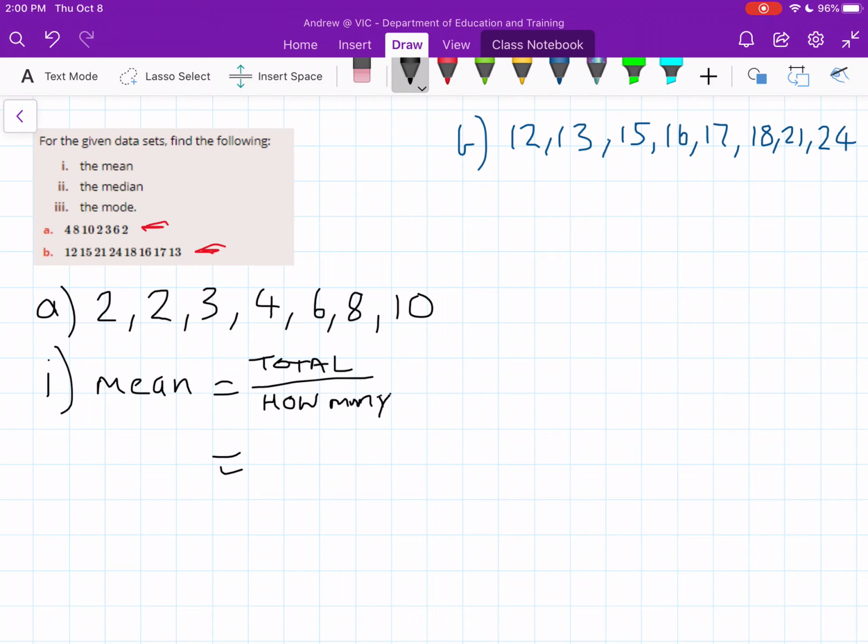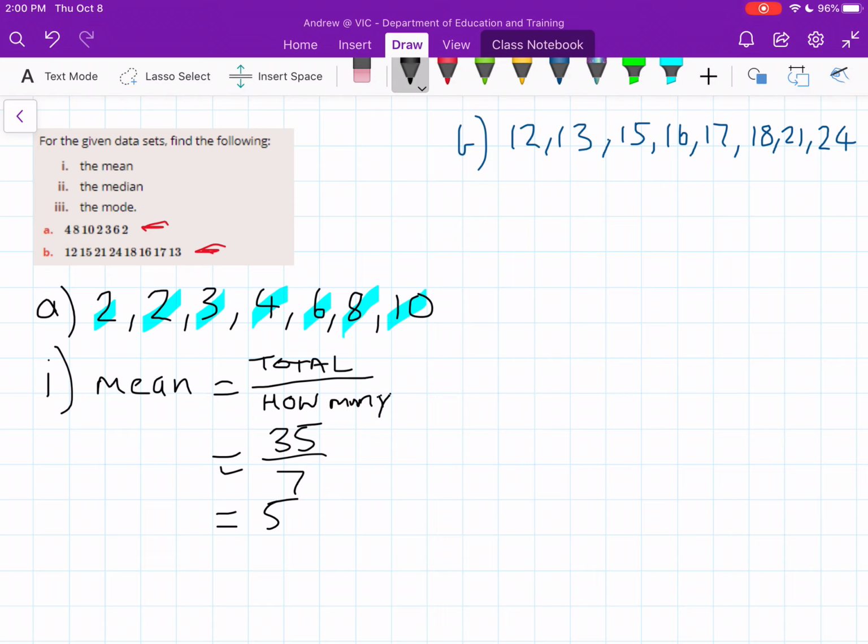So first we've got 2, 4, 7, 11, 17, 25, 35. So our total sum is 35, just adding them all together. How many do we have? There were 7 numbers there, so it's 35 divided by 7. So the mean here is just 5, because 7 goes into 35 5 times.